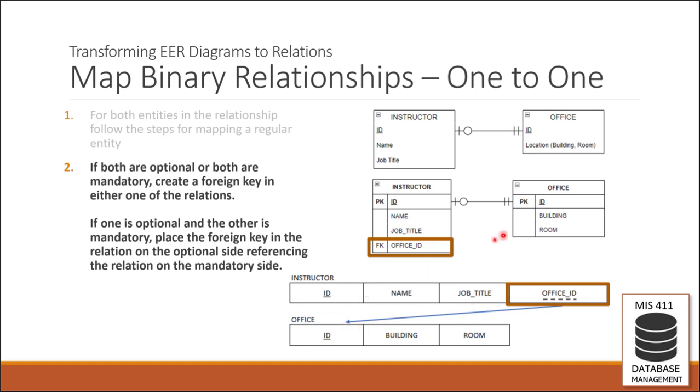So in both the one-to-one and the one-to-many, all you're really doing is adding a foreign key reference on one side to the other. You don't have to create any extra entities, any extra relations, or any fields other than the one foreign key field.